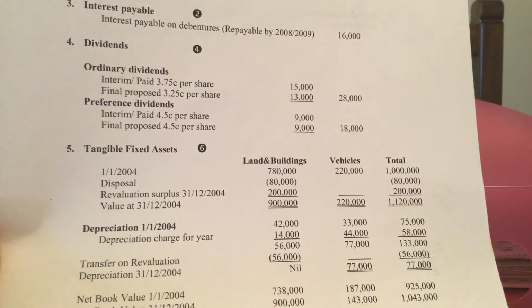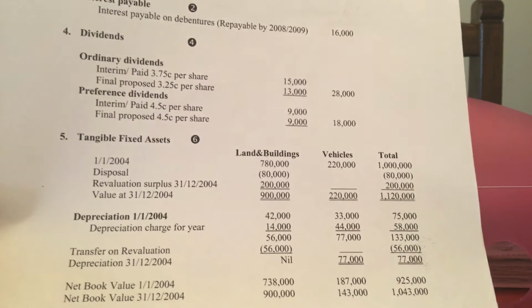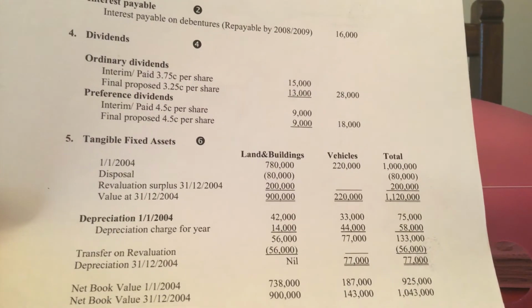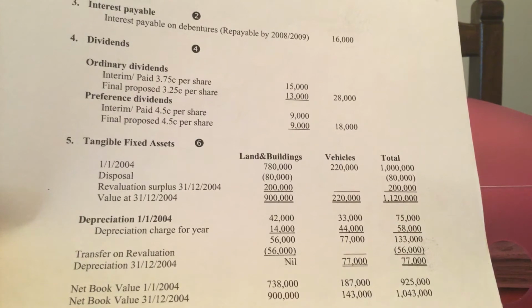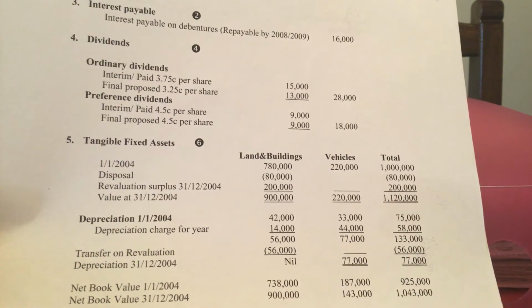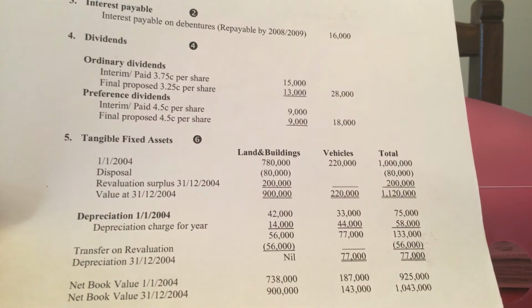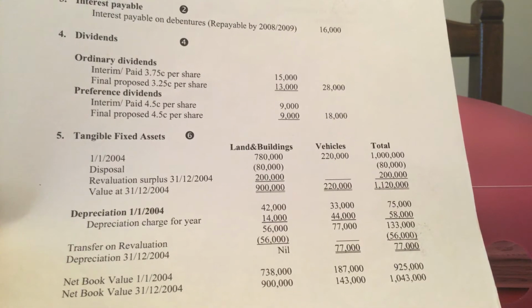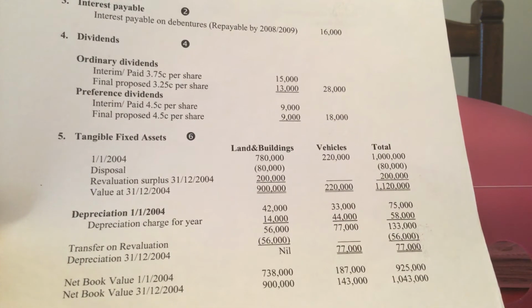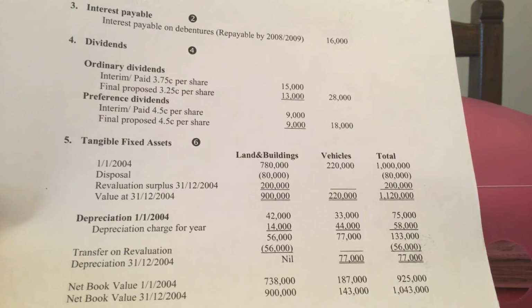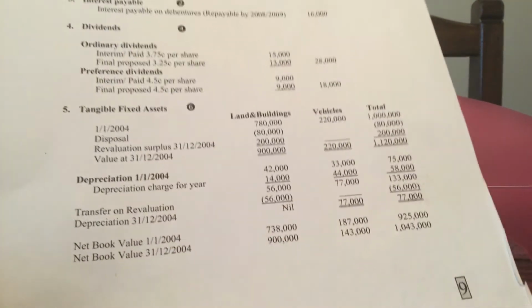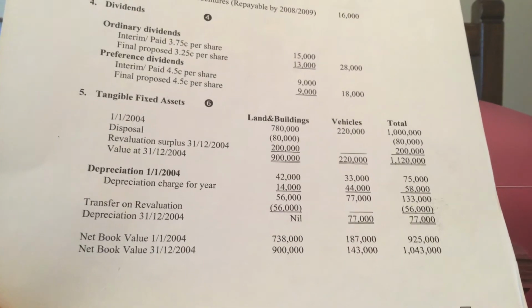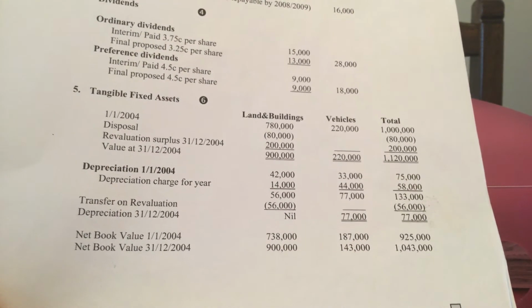Both of those are in the original trial balance. Depreciation for the year then was 14,000 and 44,000. There's your 58,000. Minus your transfer to revaluation reserves, it gives you a zero balance at the end for buildings and 77,000. Now, I wouldn't get too excited about the total side. You probably wouldn't have time to do it. But then for some strange reason, you're asked for the net book value at the start of the year and the net book value at the end of the year.